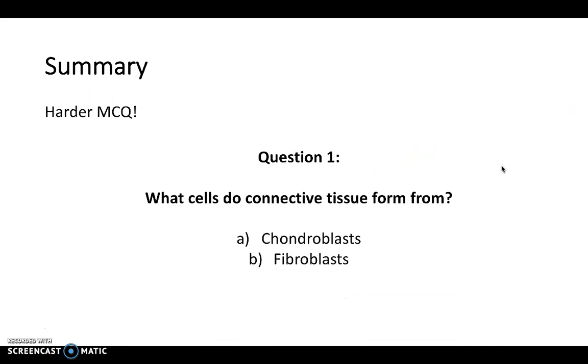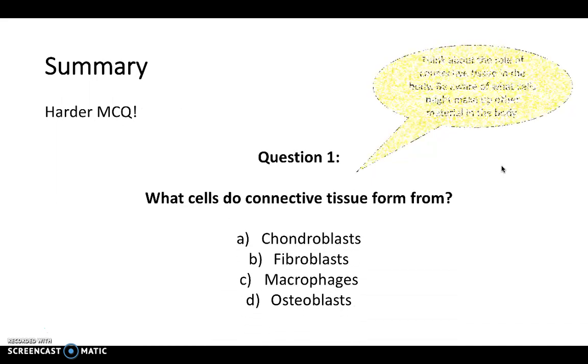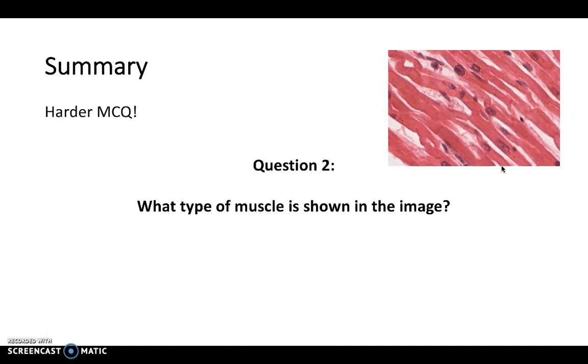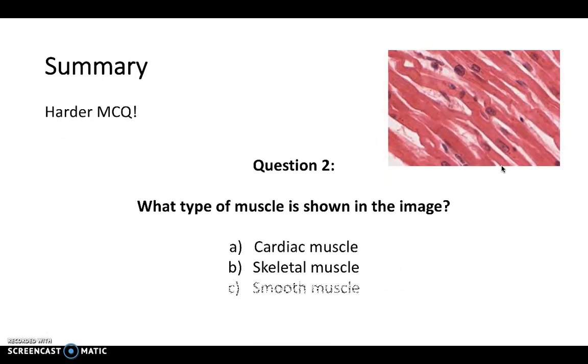Let's try two harder MCQs now. Question 1, what cells does connective tissue form from? The answer here is fibroblasts. So connective tissue is one of the 4 basic types of animal tissue, along with epithelial tissue, muscle tissue and nervous tissue. And finally, this question here, what type of muscle is shown in the image? Hopefully you will recognise this as cardiac muscle, thick, striated muscle that is short in nature and heavily nucleated.